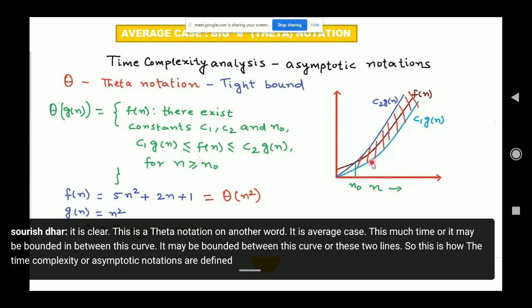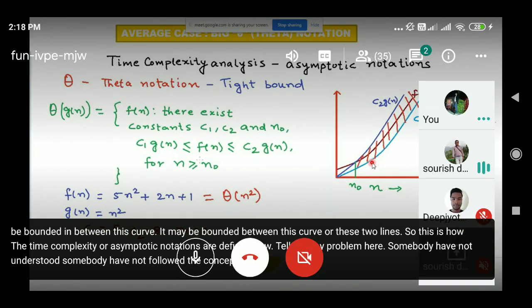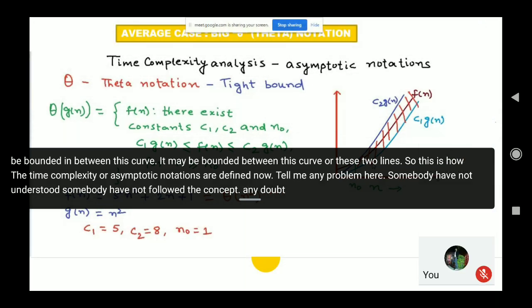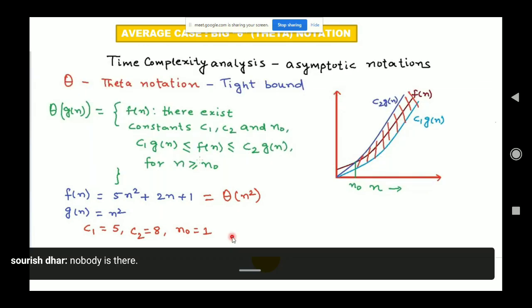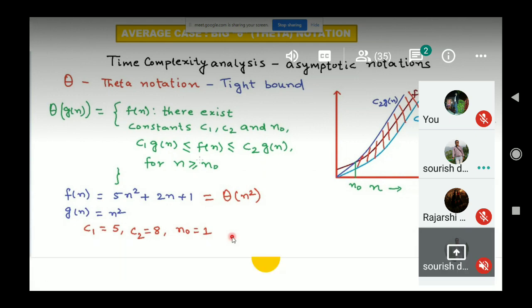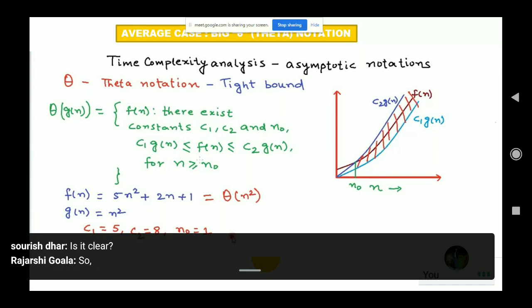Now tell me any problem here. Somebody has not understood, somebody has not followed the concept. Any doubt? Nobody is there? Is it clear or not, first of all? Is it clear? Yes. So would you explain theta again?